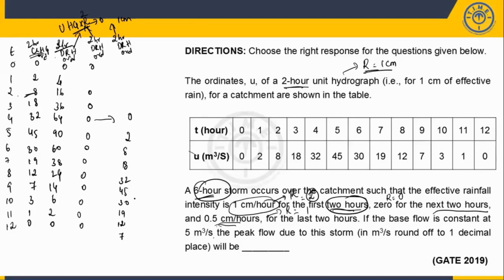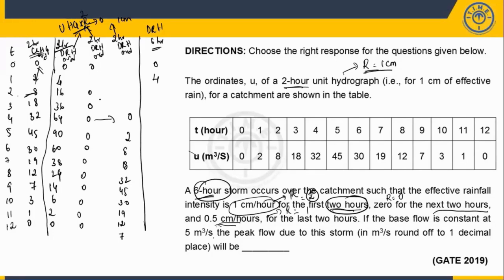Now I want to combine all the things. What is the combination? Summation, because I want DRH for 6 hours, not for only 2 hours. At 0, it's 0. Next. Don't combine this one. We will be combining only the DRH, because from the unit hydrograph we got the DRH. We are not going to combine this one.